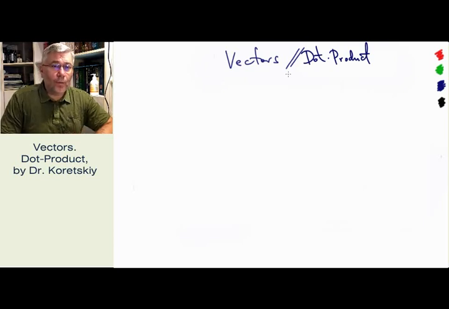And today we continue our work on vectors. And a new concept is the so-called dot product. Dot product of vectors. In Russian tradition we call it a scalar product.